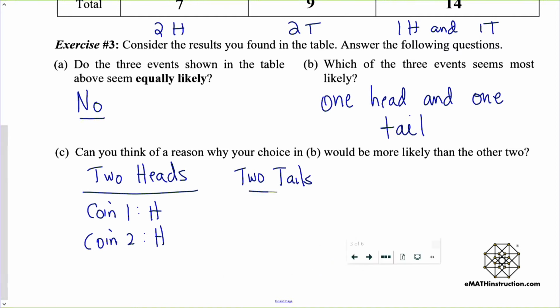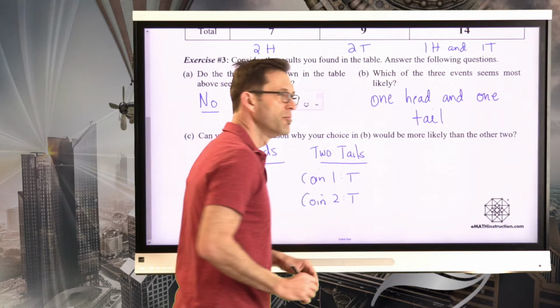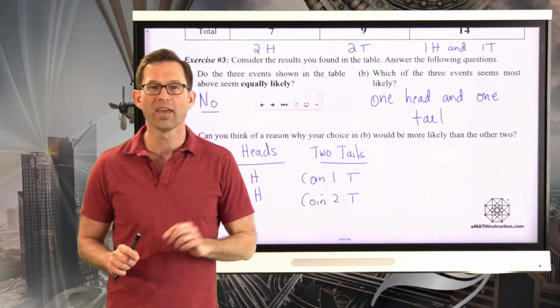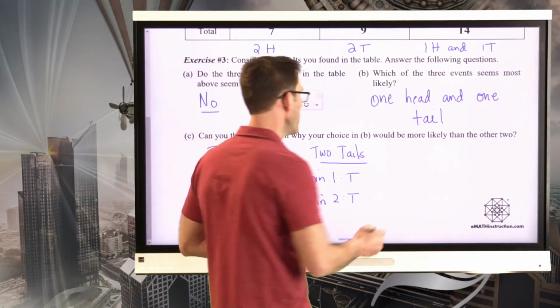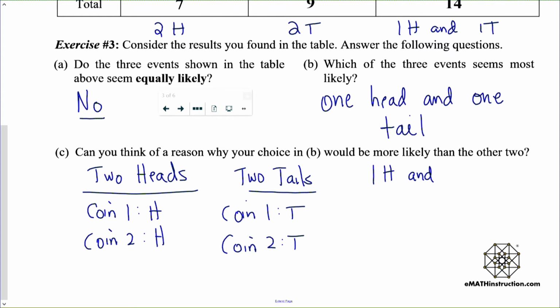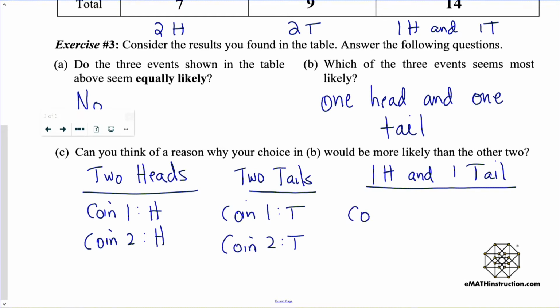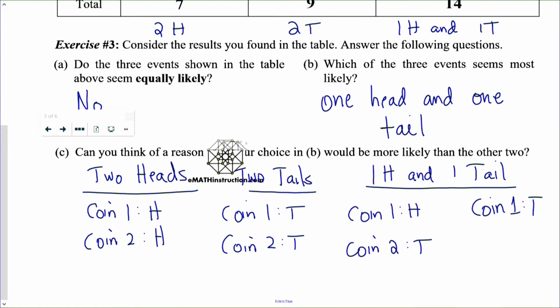And likewise for 2 tails, the only way that's going to happen is that on coin 1 you get a tail, and on coin 2 you get a tail. That's it. But for a head and a tail, there's actually 2 different ways that can happen, right? 1 head and 1 tail could happen in one of 2 ways. It could be that on coin 1 you get a head and on coin 2 you get a tail, or on coin 1 you got a tail, and on coin 2 you got a head.